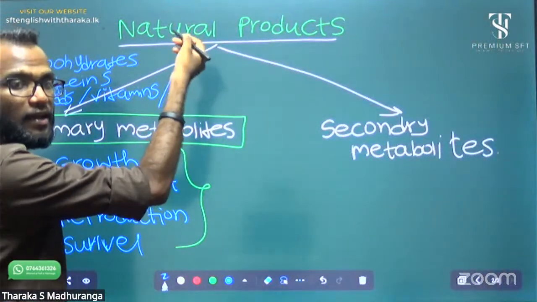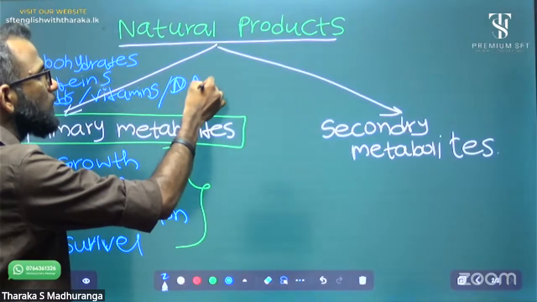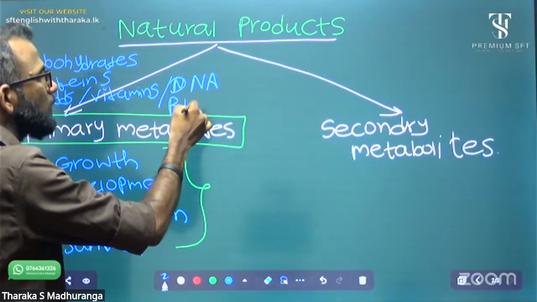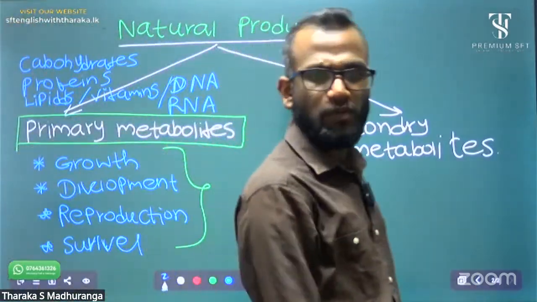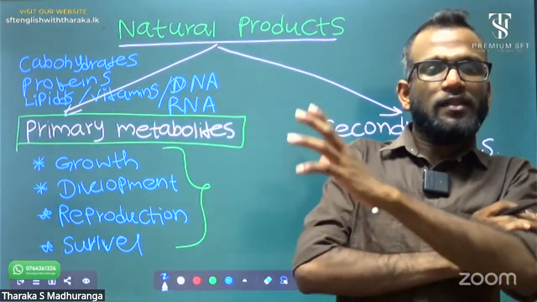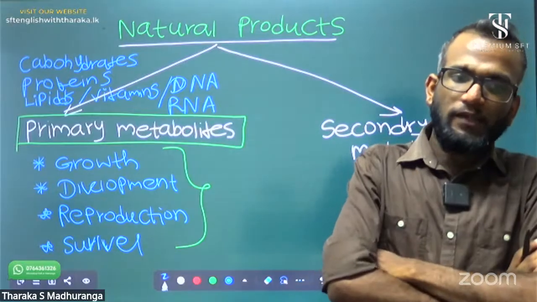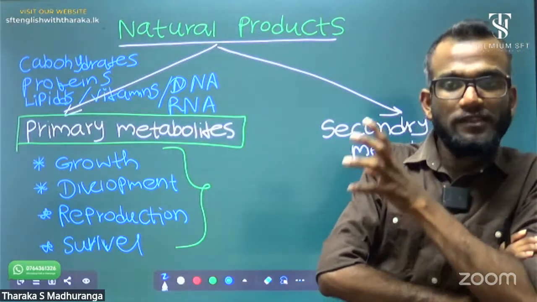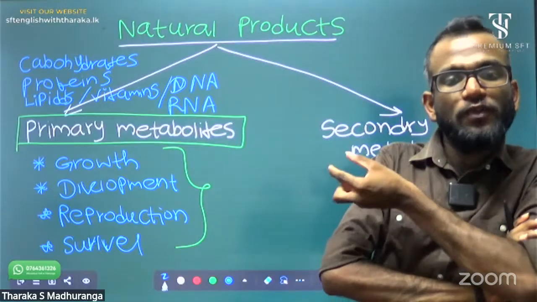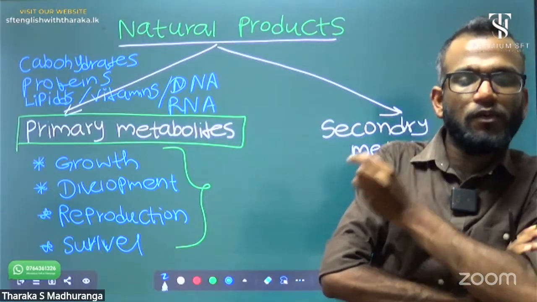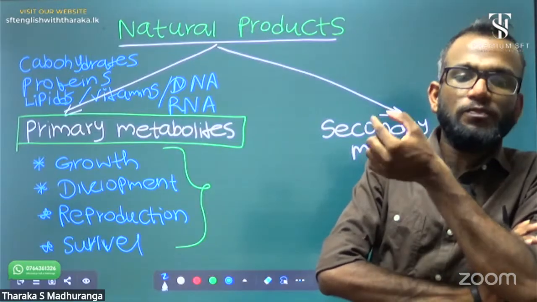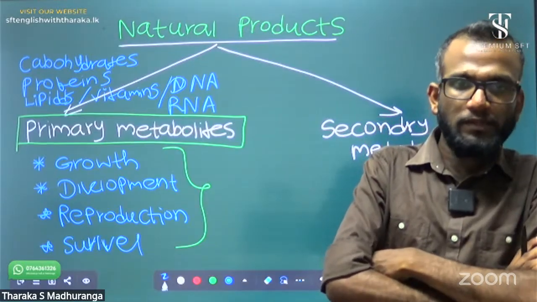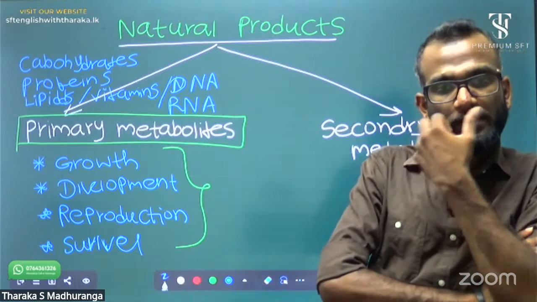Nucleic acids, DNA and RNA, are the short forms. DNA and RNA. And enzymes. Enzymes are also a type of protein. They are primary metabolites. Without these primary metabolites, an organism cannot fulfill growth, development, reproduction, or survival, or any requirement. Are you good? Okay, they are the examples.